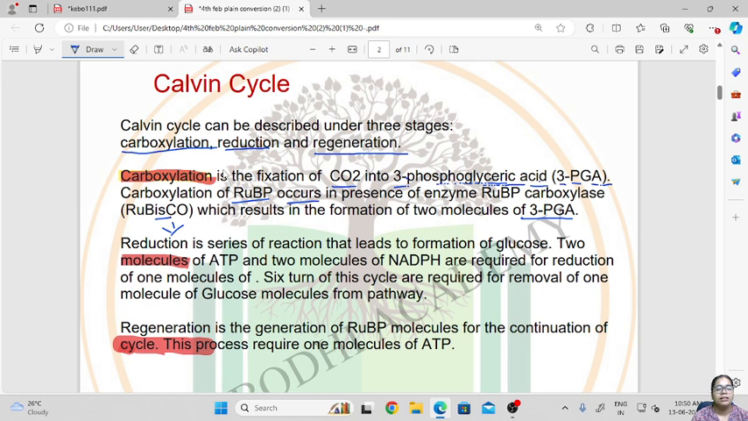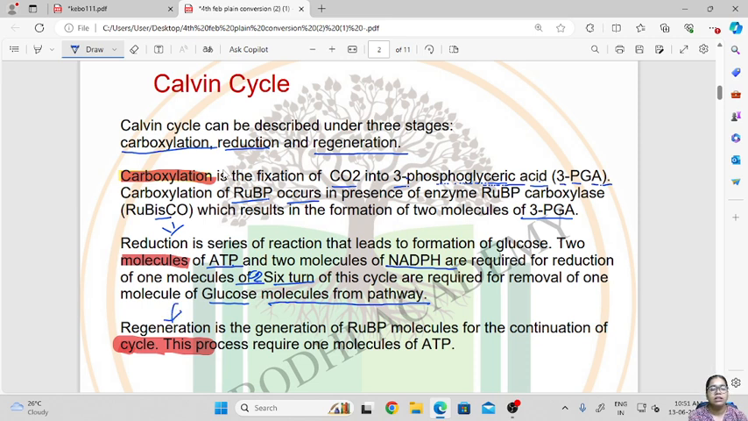So reduction is a series of reactions that leads to the formation of glucose. Two molecules of ATP and two molecules of NADPH are required for the reduction of one molecule of carbon dioxide. Then 6 turns of this cycle are required for the removal of one molecule of glucose from the pathway. Then it undergoes regeneration.